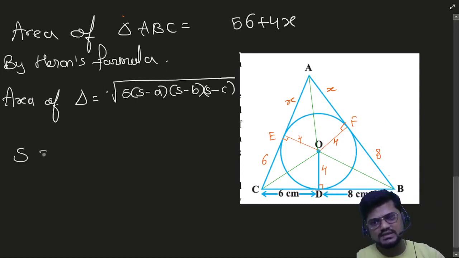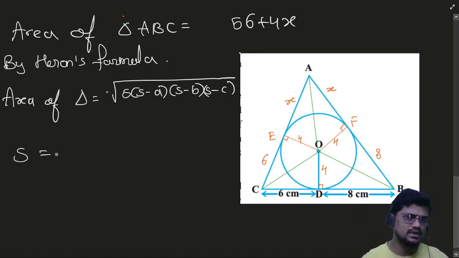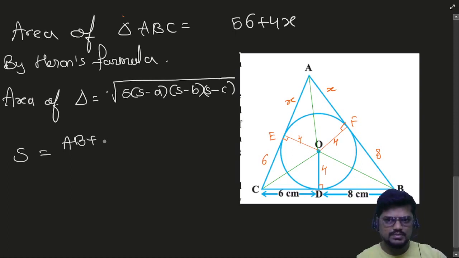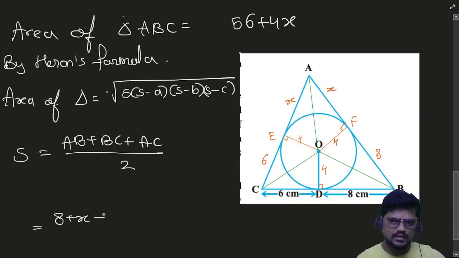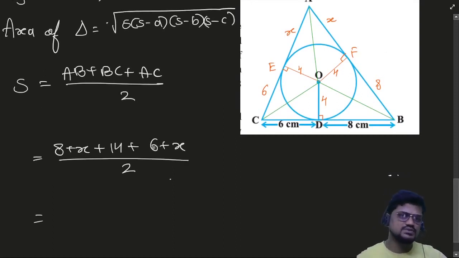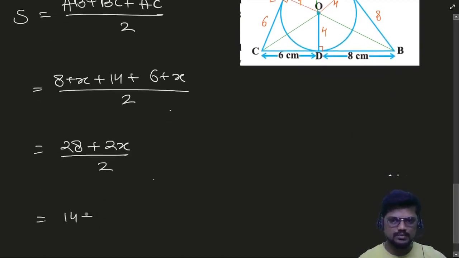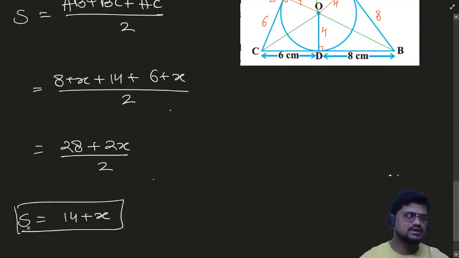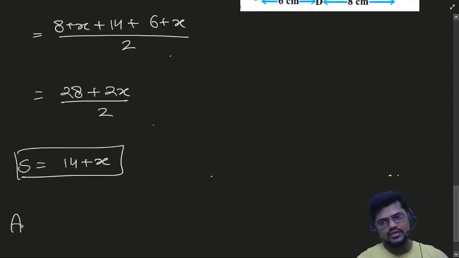Fine. What is S? S is the semi-perimeter, means you have to find the complete perimeter and divide it by 2. So S will be what? This, that is AB plus BC plus AC by 2. Now the value of AB will be 8 plus x, BC will be 14 and AC will be 6 plus x, by 2. 14 plus 6 is 20, 28 plus 2x upon 2. So this will be 14 plus x. Yes or no? The semi-perimeter is 14 plus x.